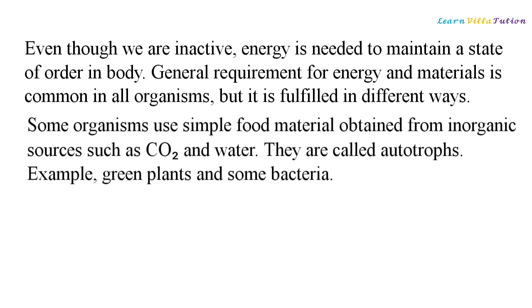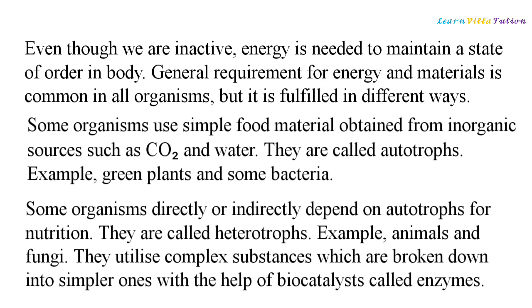Some organisms use simple food material obtained from inorganic sources such as carbon dioxide and water. They are called autotrophs. Example: green plants and some bacteria. Some organisms directly or indirectly depend on autotrophs for nutrition. They are called heterotrophs. Example: animals and fungi. They utilize complex substances which are broken down into simpler ones with the help of biocatalysts called enzymes.